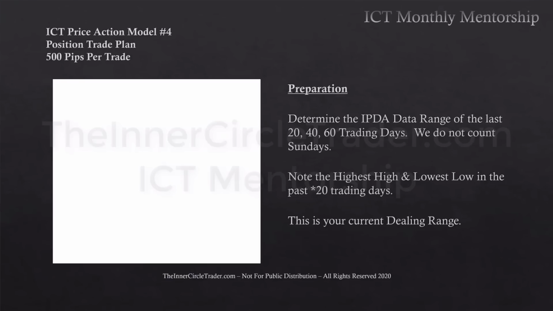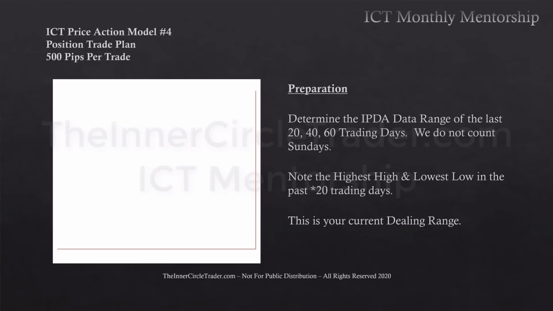Okay, and the next stage of preparation is we're going to be determining the ICT data range for the last 20, 40, and yes, for position trading, 60 trading days. We do not count Sundays, and we're going to note the highest high and the lowest low in the past 20, and the 20 has got a little asterisk there because, again, you're going to do this for all 3 ICT data ranges, the 20, 40, and up to 60 trading days.